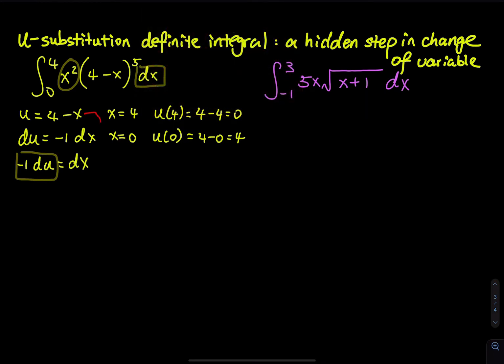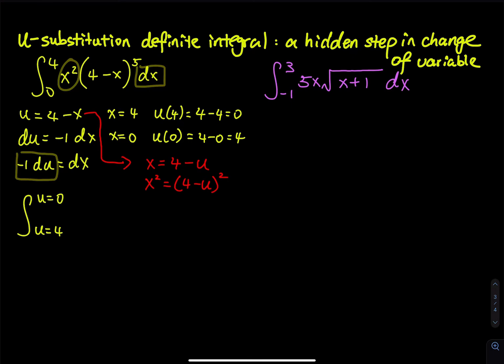So we will have to bring this piece and put that in terms of x. So u is equal to 4 minus x. That means x is equal to 4 minus u, right? So for x squared, we write x squared is equal to (4 minus u) squared. All right, and then when you do the integral, we have an integral from u equals 4 to u equals 0. And this is why I chose 0 and 4.